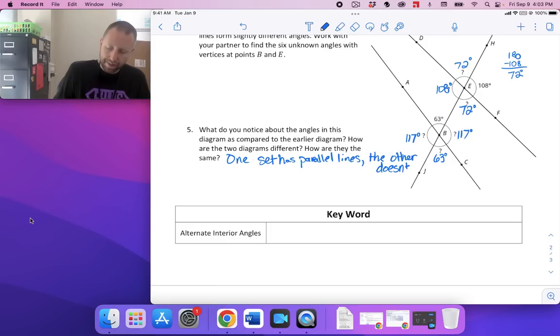How are they the same? I think that's the harder question to answer. They're the same in that they do still both have vertical angles at each intersection, right? That's not going to change whether the lines are parallel or not. We still have the vertical angles, okay? So they both have congruent, I'll use the math term, vertical angles.